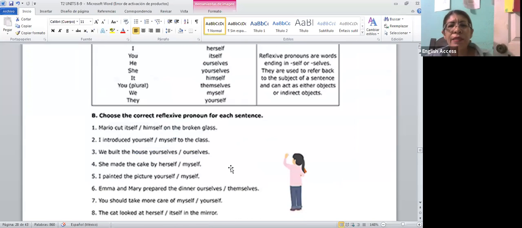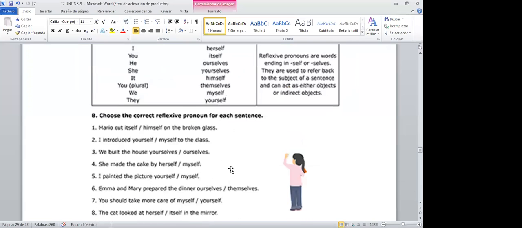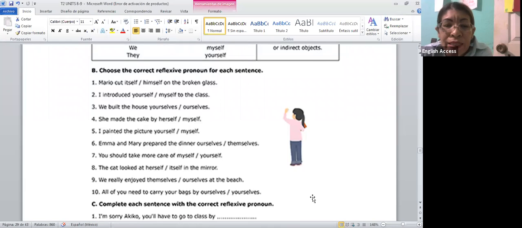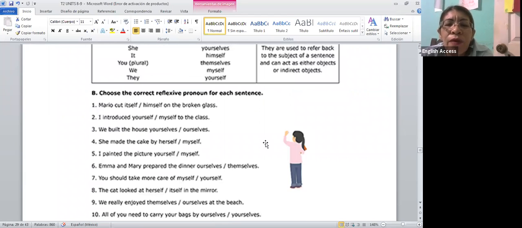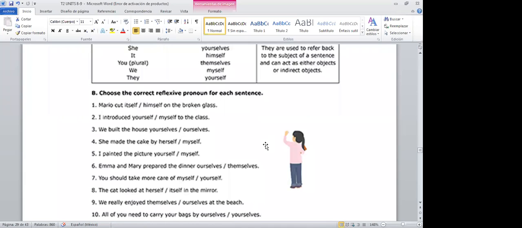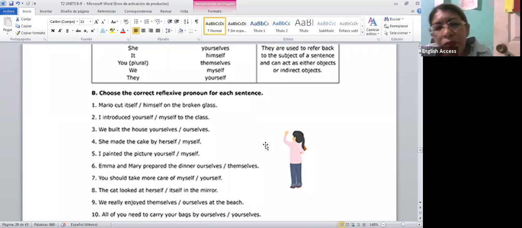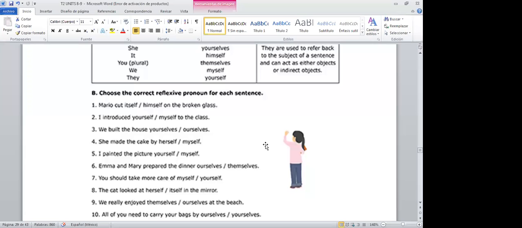Okay. Well, here we have some sentences. And what we are going to do is choose the correct reflexive pronoun. For example, number one, Mario cut itself or himself on the broken glass. So what is the correct pronoun? Himself. Yes, Mario cut himself. Okay. Number two, Luis. I introduce myself to the class.